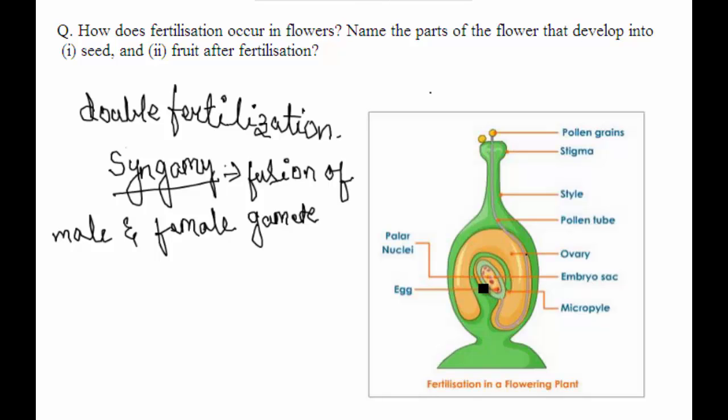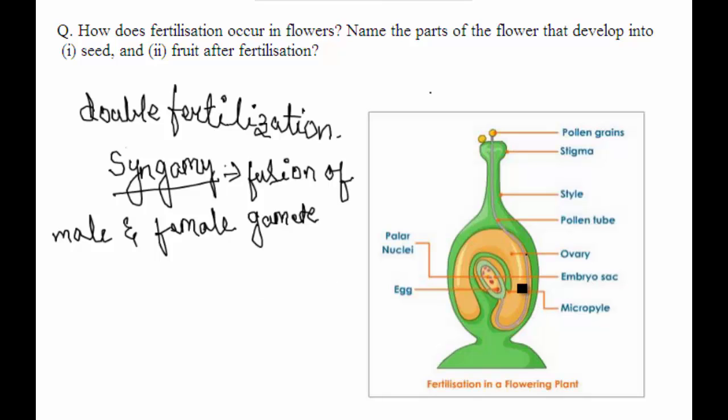So you can see here the embryo sac structure. This is the egg cell. The egg cell is supported by two synergids, and opposite to the egg cell there are three antipodal cells. In between, in the embryo sac, there are two polar nuclei. So the embryo sac of the ovule contains the egg, and there are two male gametes.